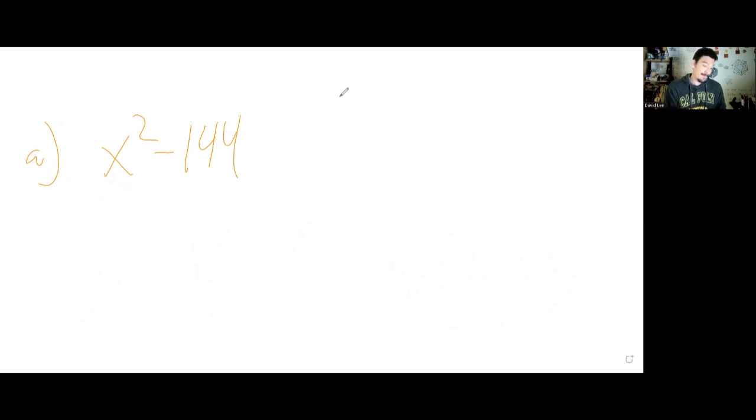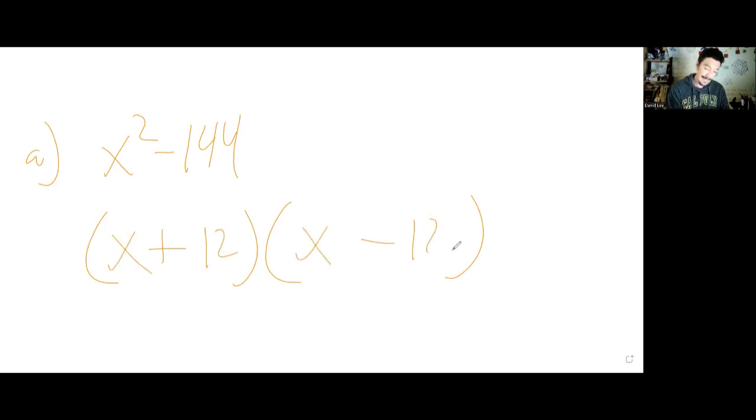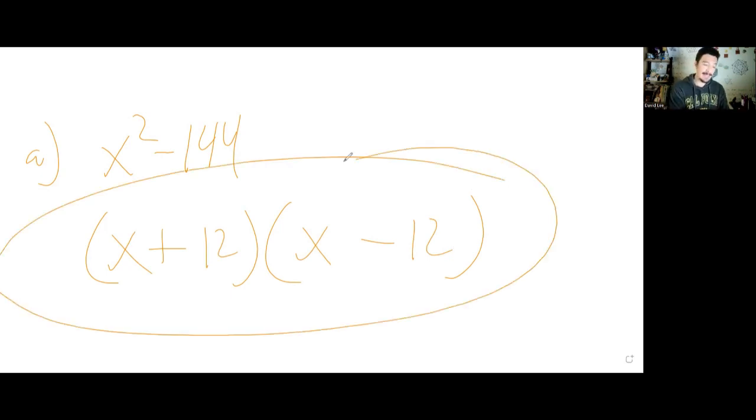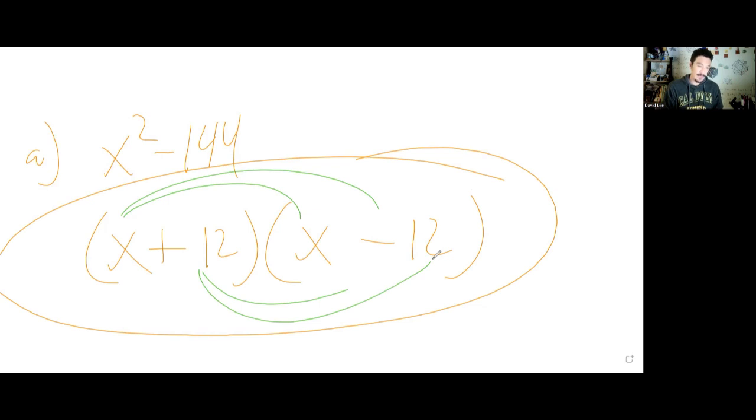If so, then you can quickly factor this down as one positive, one negative, x and 12. Done. X plus 12, x minus 12. If you're unsure, then go ahead and expand this, and you'll get back the original expression. Right? Difference of squares. How about this one here?